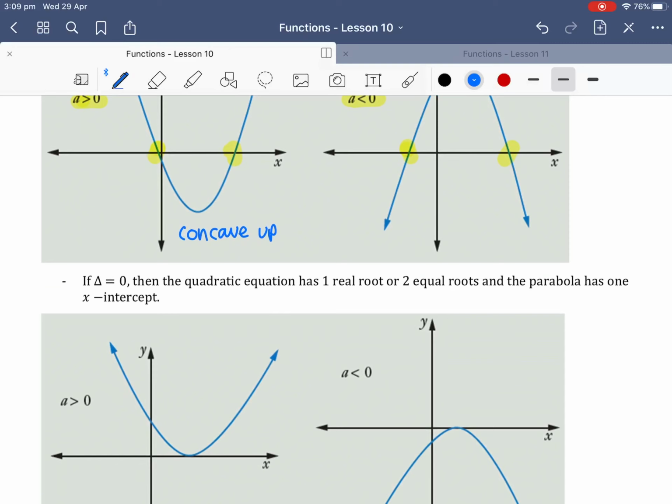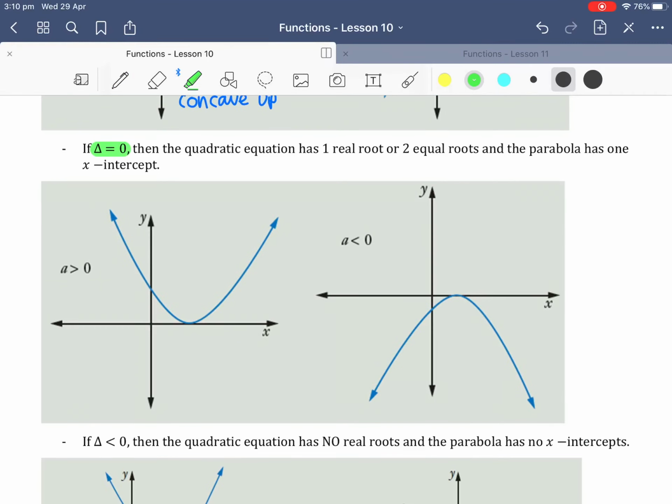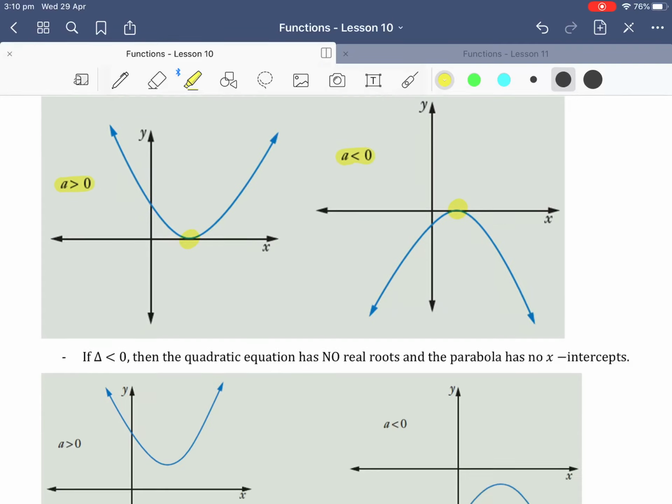So then, if our discriminant is equal to 0, then the quadratic equation has one real root or two equal roots, like we know. So this means that our parabola has one x-intercept. Our x-intercept is here and our x-intercept is here when our discriminant equals 0. So when a is greater than 0, it is concave up, and when a is less than 0, it's concave down, only hitting the x-axis once and having one x-intercept.